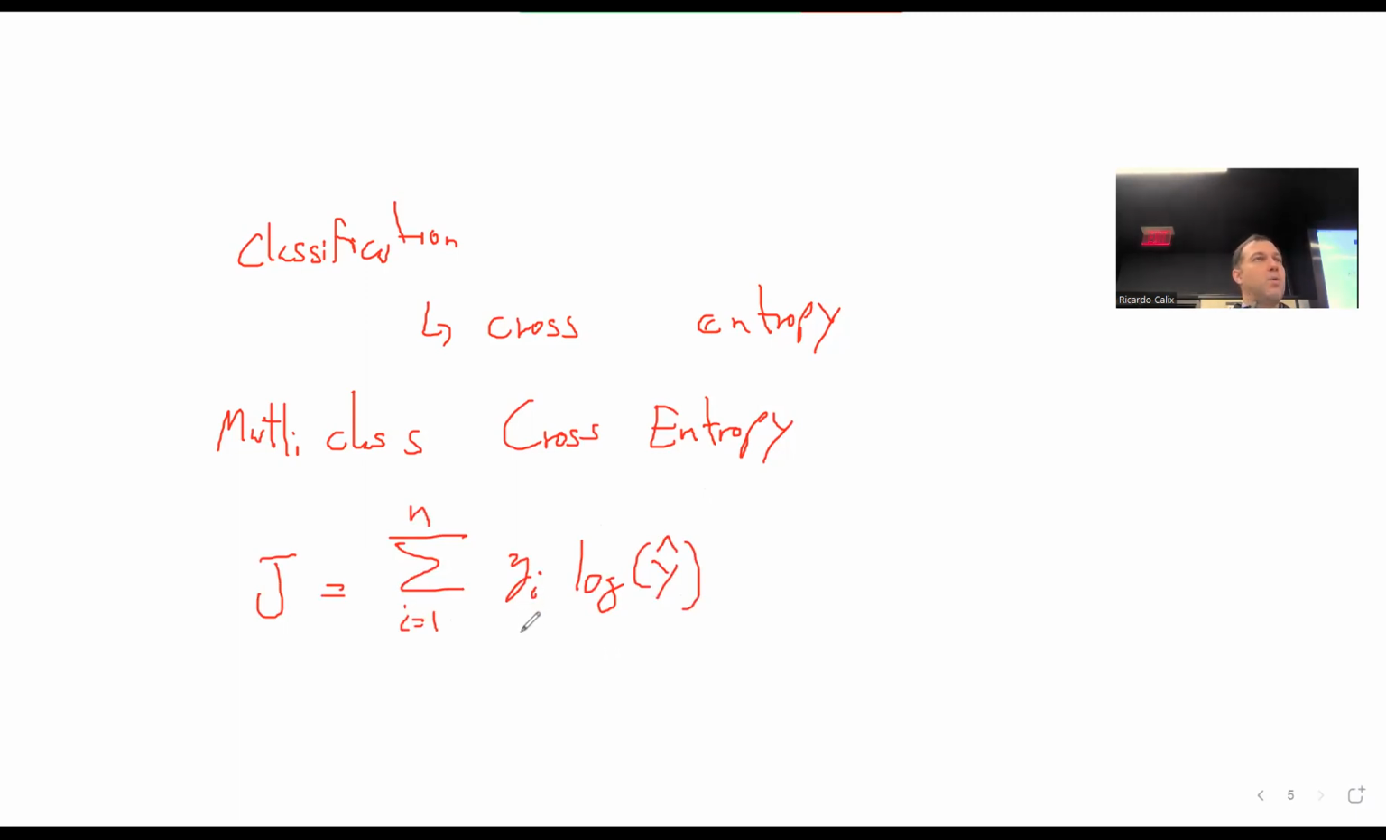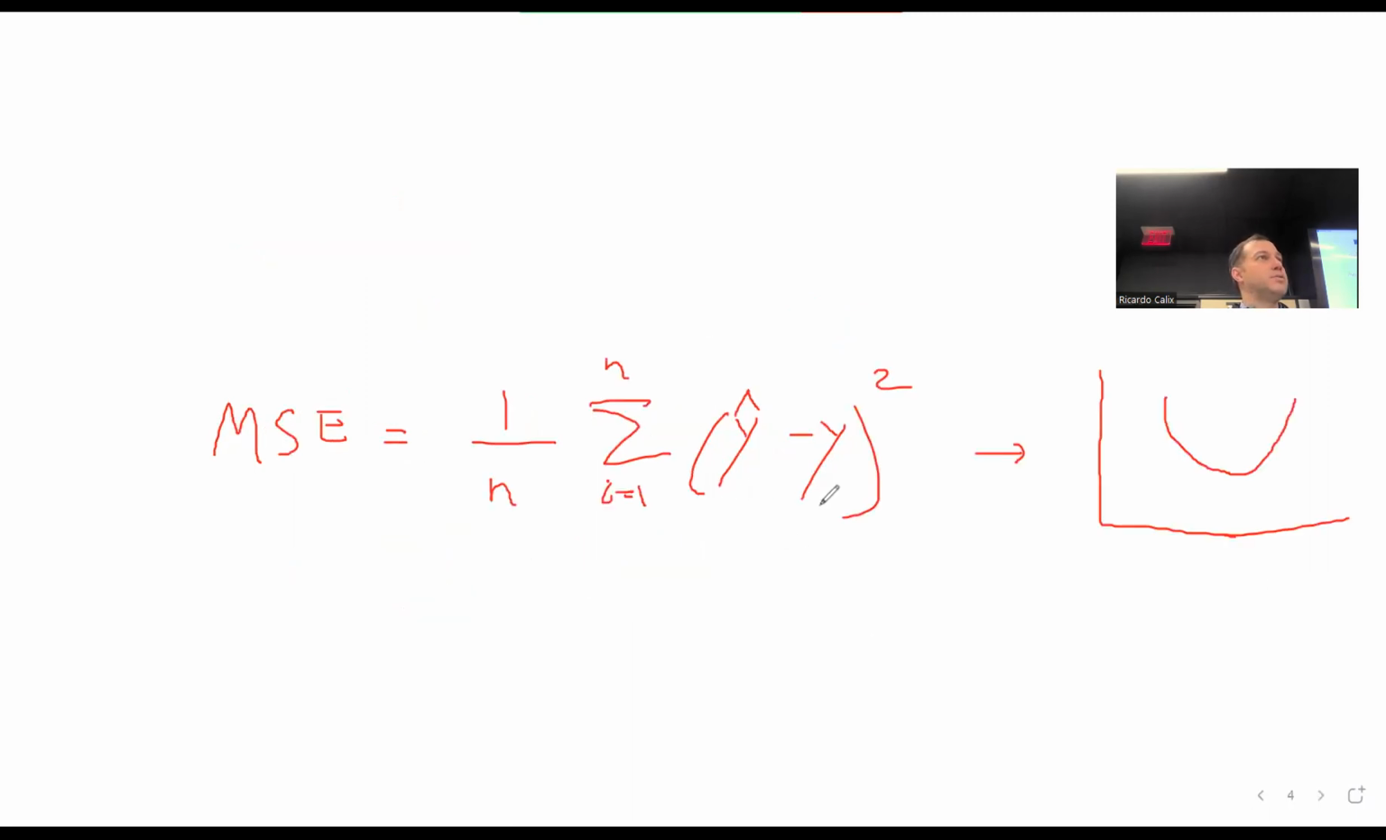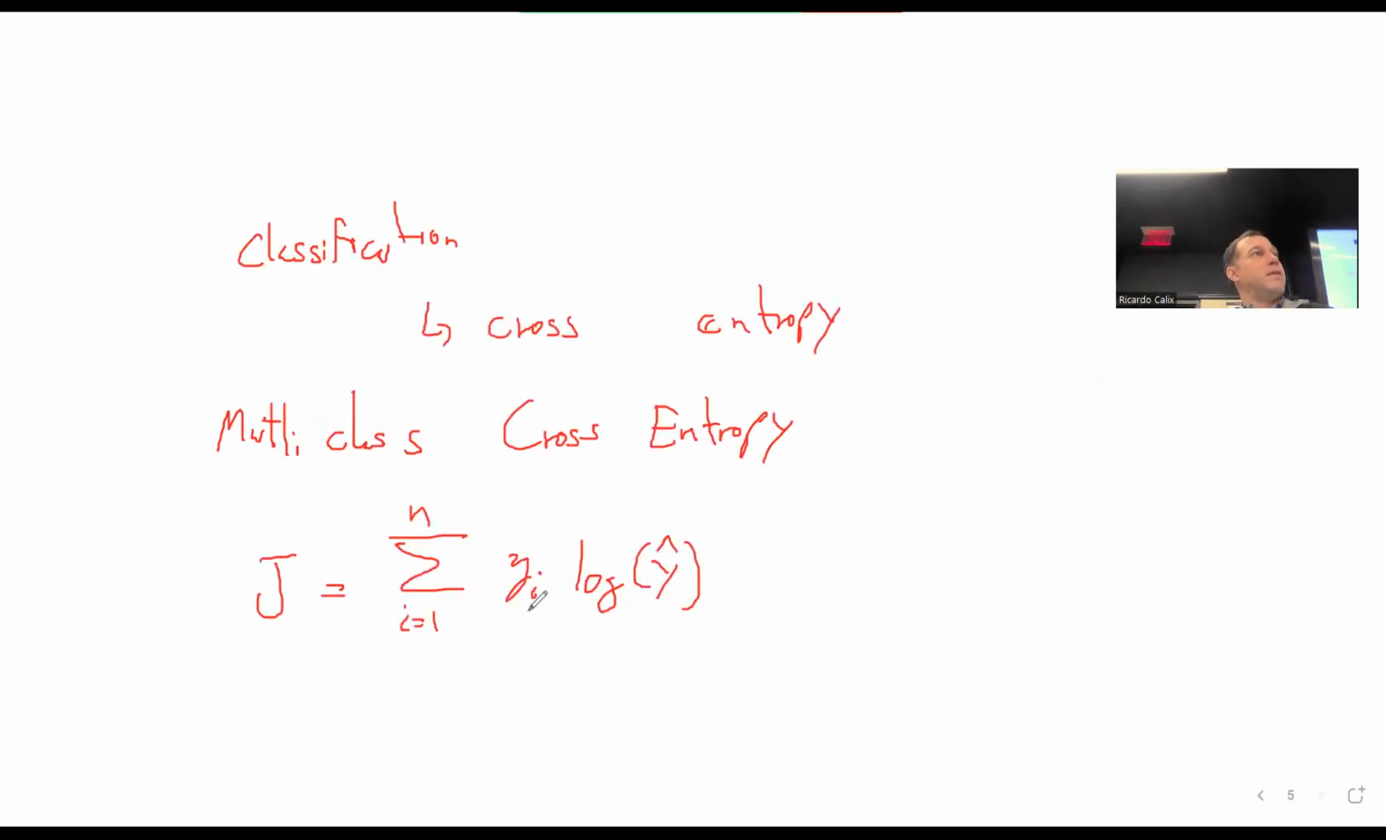Now, basically two important things here. Notice that you have the real and the predicted. So in relation to the previous one, you have the real and the predicted. You guys see that? Does this make sense? In the MSE and in the cross entropy, you have the real and the predicted, but in a different way. And you have this log symbol.